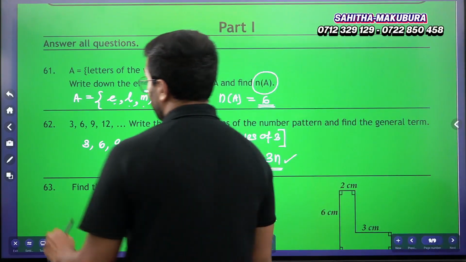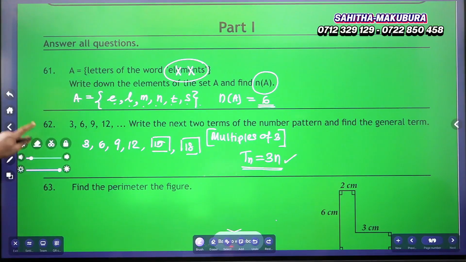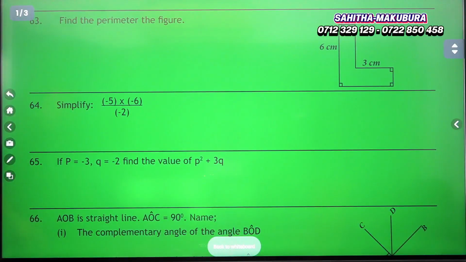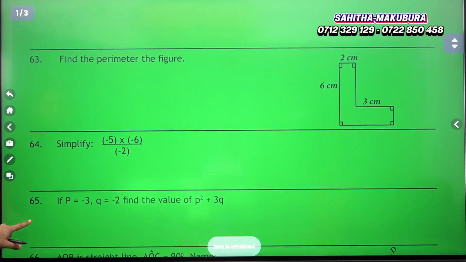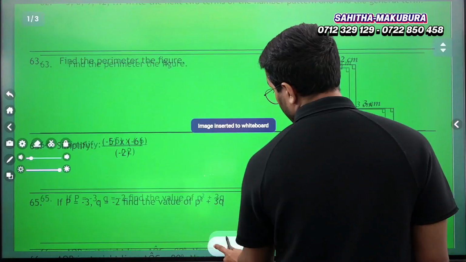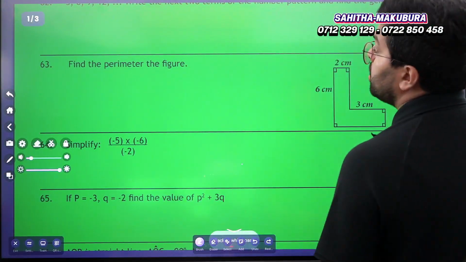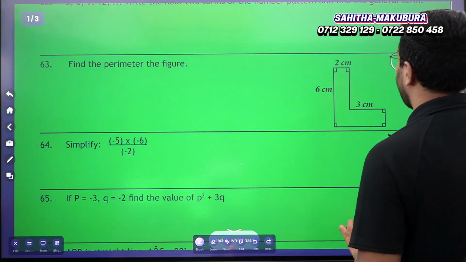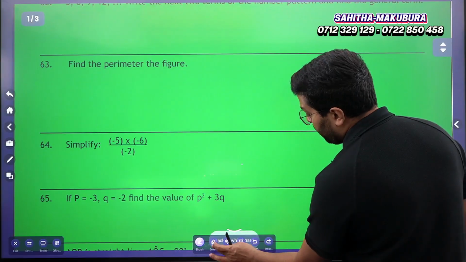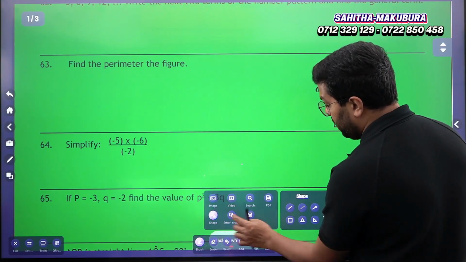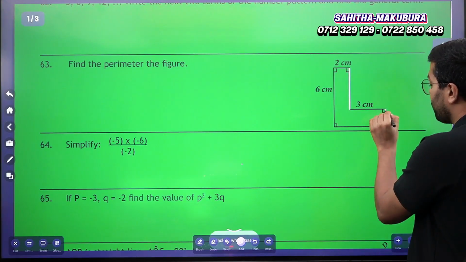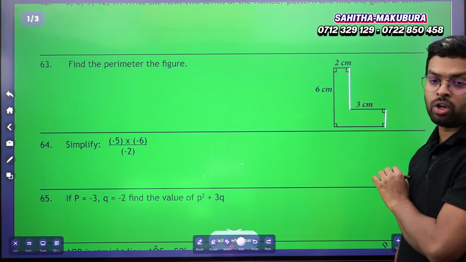Alright, let's move on. Question number 63. Find the perimeter of this figure. Right, we have been given a figure. To find the perimeter, normally we need the length from here to here. We need the length from here to here. These values have not been given, right?